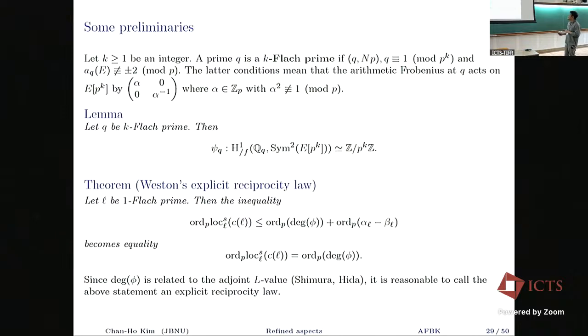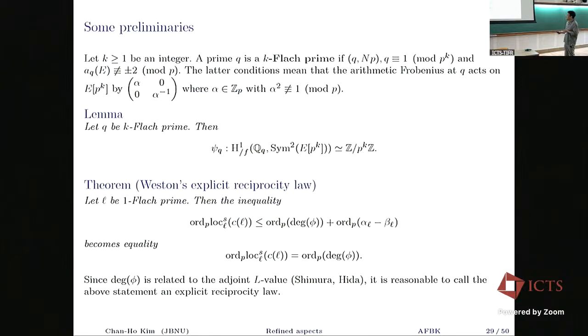So k is an integer. Let me say this is the case, the Kolyvagin prime for this version. When I say Flach prime, it is not p, it's a good prime, and it is congruent to 1 modulo p^k, and a_q is not congruent to plus or minus 2 modulo p. This latter condition tells us that Frobenius at q acts like diag(alpha, alpha inverse), and alpha squared is not congruent to 1 modulo p.